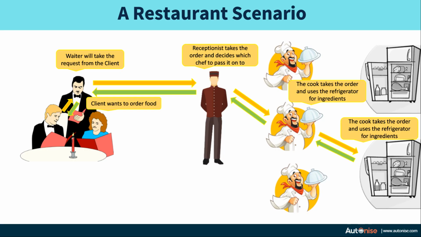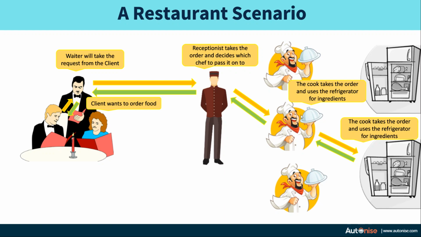Let's take the restaurant scenario. Over here, let's start with understanding that there is a client, a person who comes into the restaurant and wants to order food. So they will ask the waiter, and the waiter will take the request from the client of what dish they want to order. This waiter will take it to the receptionist who will take the order. And let's say there are many chefs. It's a very big restaurant and there are many chefs who are in the kitchen. So this receptionist would decide which chef is currently free and then pass that order on to that chef.